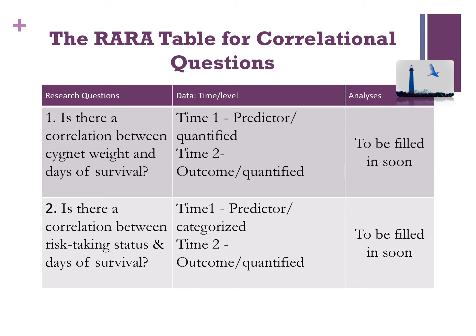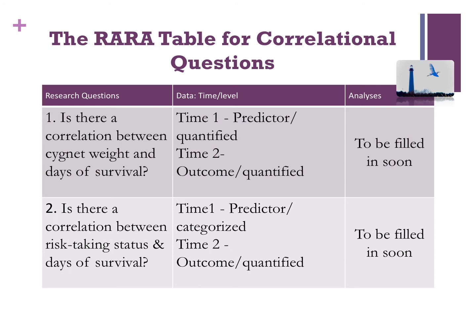So signet weight is time 1, that means it's a predictor, as we learned from the last lesson, and the type of variable is quantified. Days of survival is time 2, or the outcome, and the type of variable is again quantified. We'll fill in the analyses later.